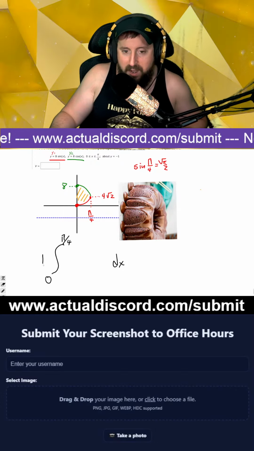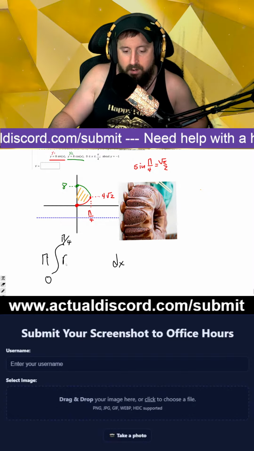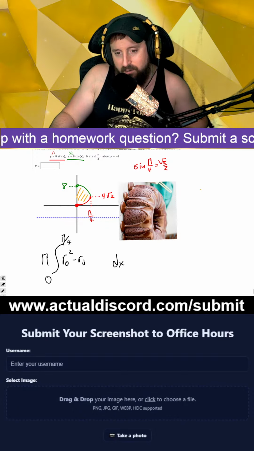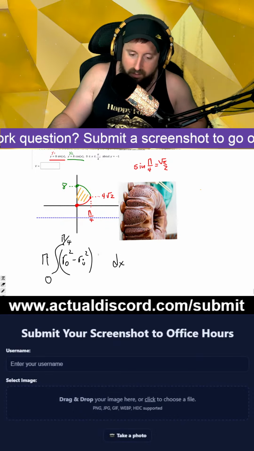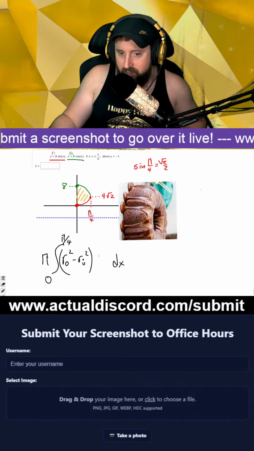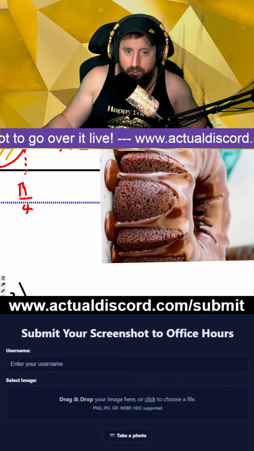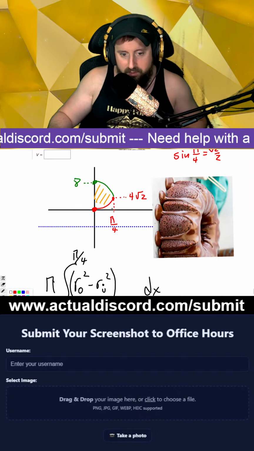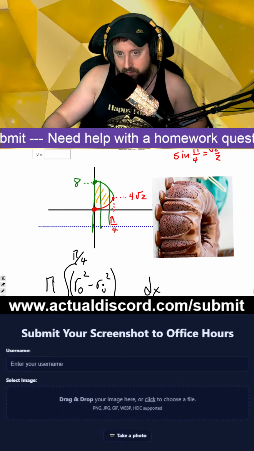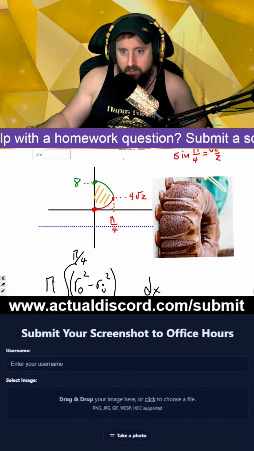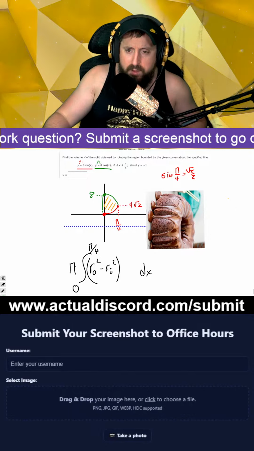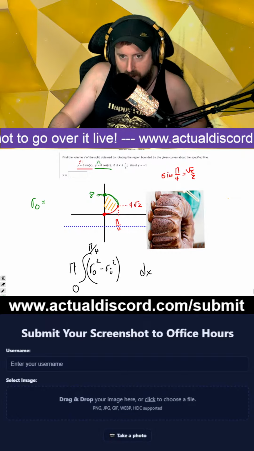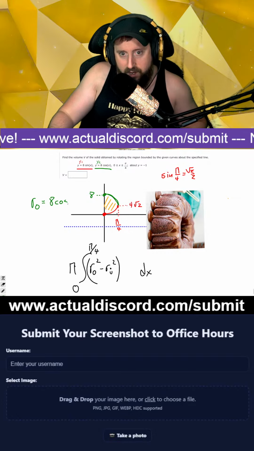And then this is going to be pi on the outside, and then r outer squared minus r inner squared. And then that's it, right? So the cool thing here is that r outer is going to be this green curve, right? This is always the outer radius of what we're looking at. And so describing that would be the y coordinate of this curve. So r outer is equal to the y coordinate of this, which is 8 cosine of x.